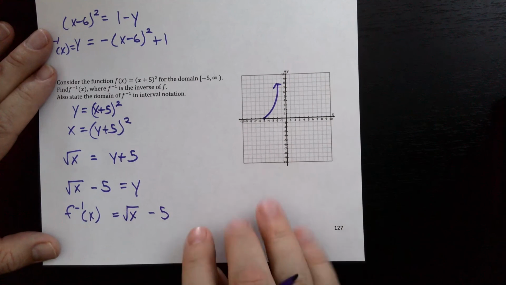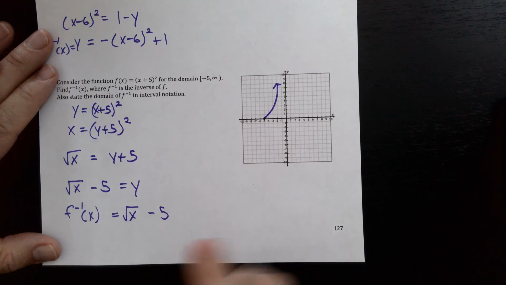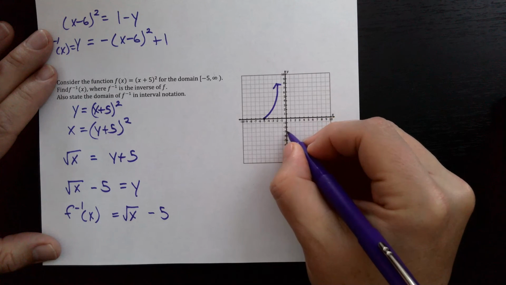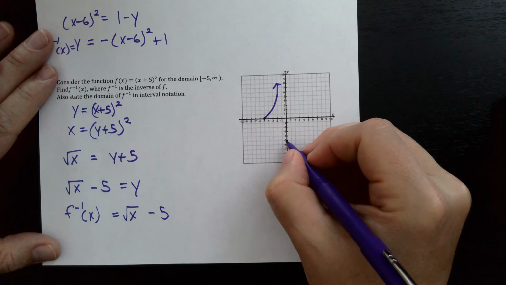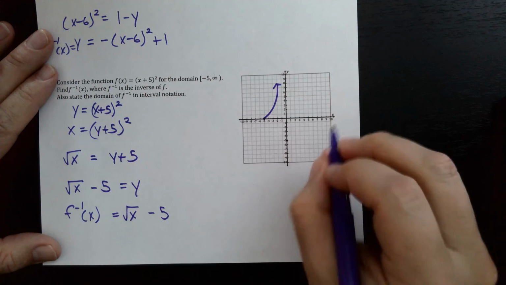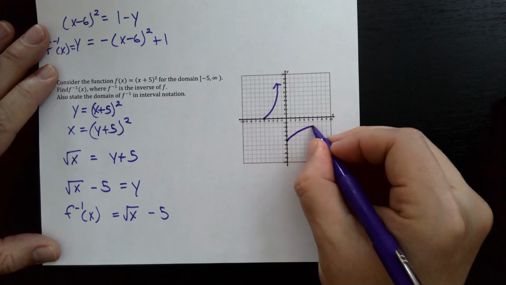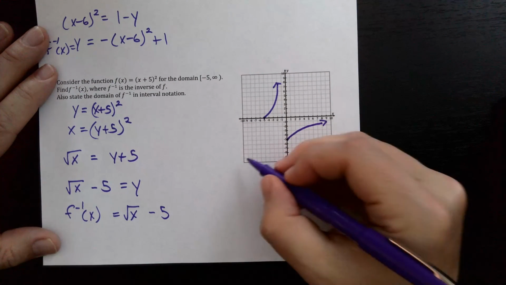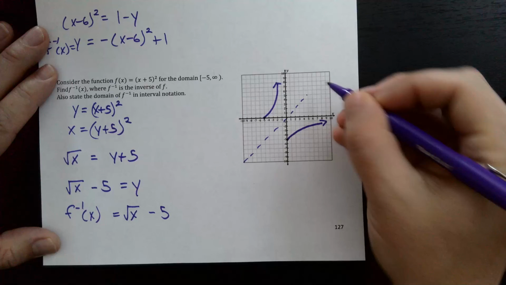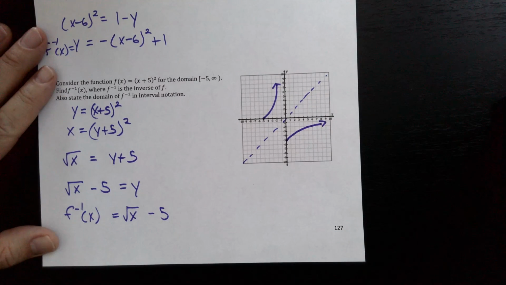Okay, so the square root of x, we know what that looks like. It's been shifted down by 5. So 1, 2, 3, 4, 5. Okay, now which direction does it go? Well, it's got to go this direction, right? Okay, so it's a square root function, so it has to go that direction. Okay, so we also know that it's a mirror image across this line, y is equal to x, and that does look like a mirror image.